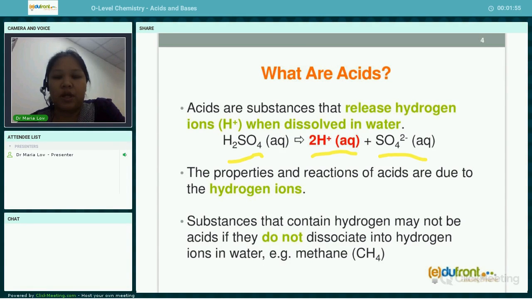And substances that contain hydrogen may not be acids because they do not dissociate into hydrogen ions in water, for example, methane. So with methane, we do have hydrogen in the molecule, but when you put methane in water, this hydrogen that is bonded to carbon will not be dissociated into the water. So therefore, methane is not considered an acid, even though it has hydrogen in the molecule.